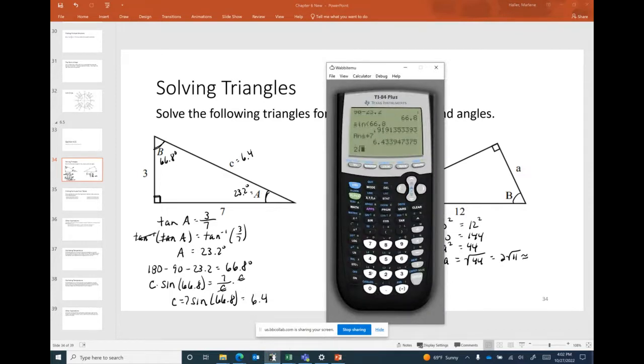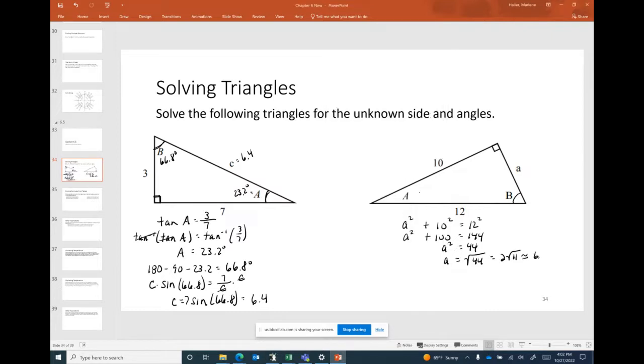2 square roots of 11 is approximately 6.6. All right, so we can now say that the length of side A is going to be 6.6. Does that make sense? Yeah, the hypotenuse always has to be the longest side. All right, now we need to find angle A and angle B. We need trig functions for that. Which trig function? Well, now that we know the lengths of all the sides, it absolutely doesn't matter.